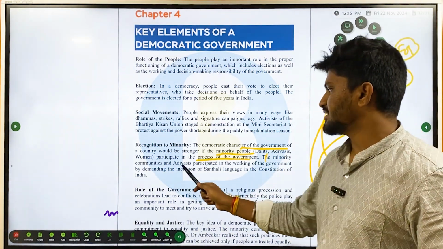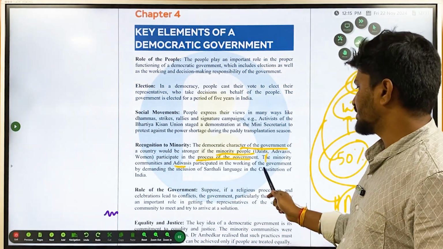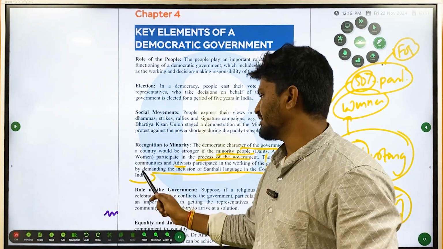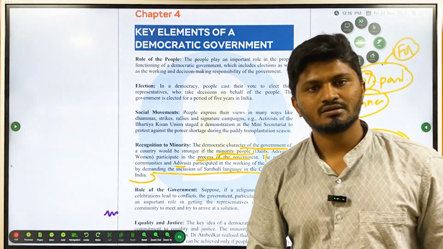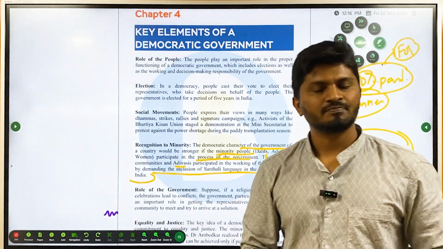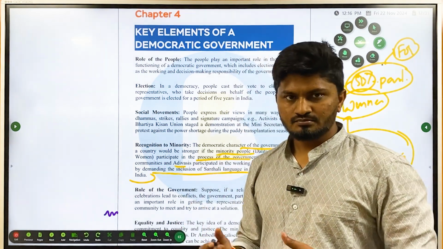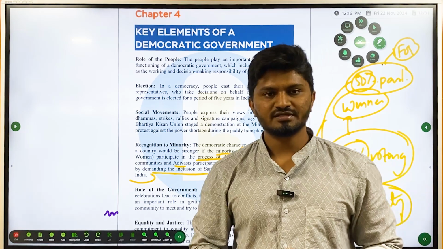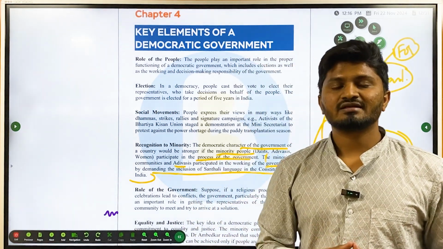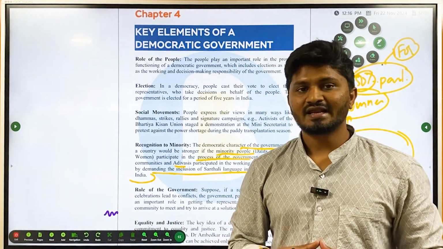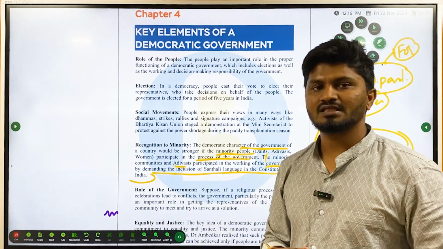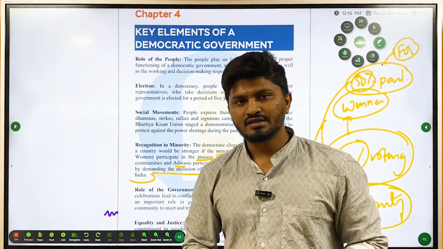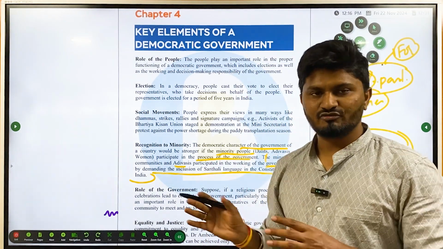The minority communities and Adivasis participated in the working of the government by demanding the inclusion of the Santali language in the Constitution of India. So a democracy is only as strong as its people. If the society is harmonious, then the government will also be harmonious. If there are issues, if there are cracks within the society, then it will have implications on the government also. So democracy is strong if the minority are given equal footing with the majority.